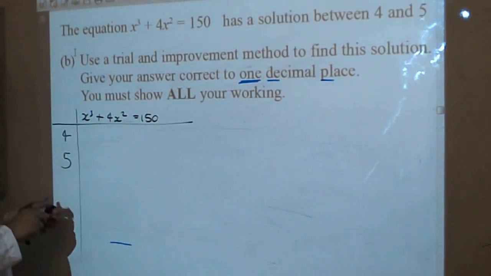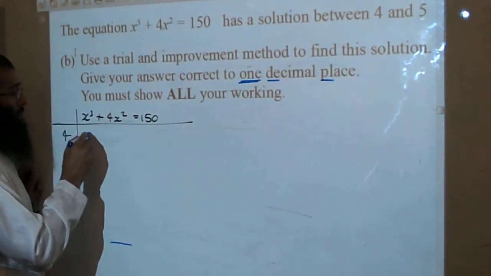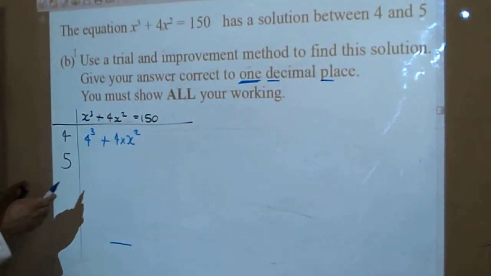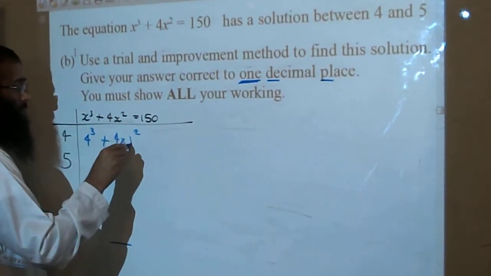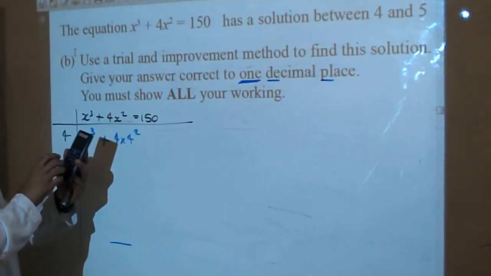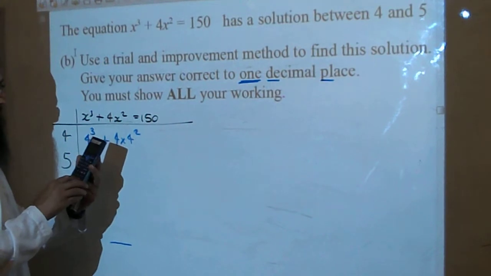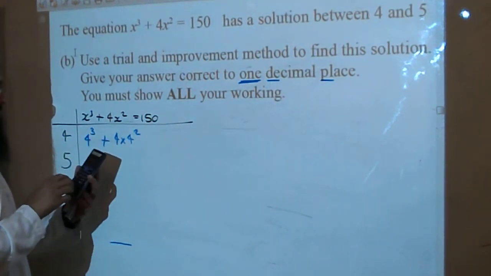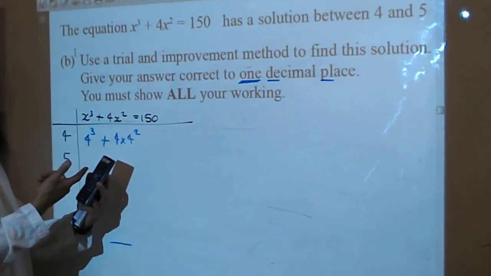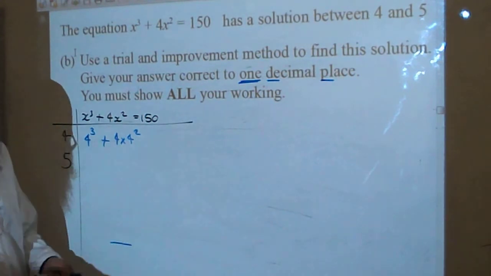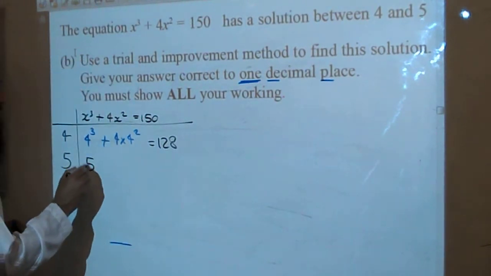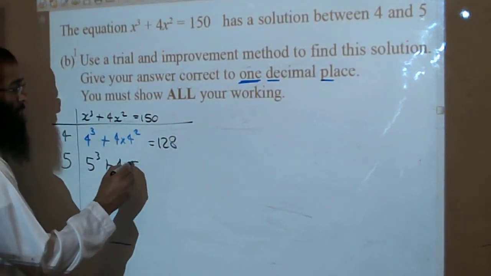Okay, let's have a look at this then. So that's going to be 4 cubed plus 4 times x squared. Oops, sorry, 4 times 4 squared. Okay, so on the calculator, 4 cubed, add 4 times 4 squared. As you see it here, that's exactly how you type it into your calculator, and that gives an answer of what? 128. Now you're going to try 5, so do 5 cubed, add 4 times 5 squared.